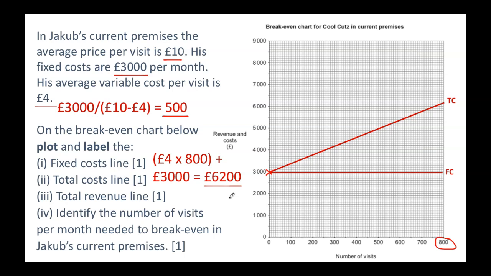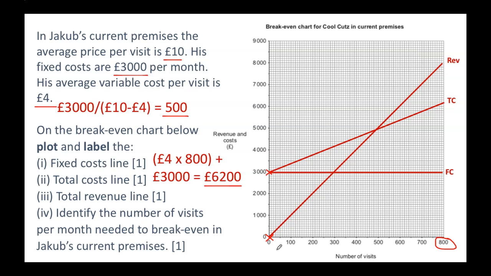And then total revenue, we can do the same thing. We know if he sells no haircuts, he's going to make 0. So we know it's going to go from there. We can just do another number to get the other coordinate, and I've chosen 800 again, and because it's £10, 800 times 10, I didn't need to do a tough calculation for that one. It's 8,000. And then there you go, you've got your break-even chart. I've labelled it as revenue.